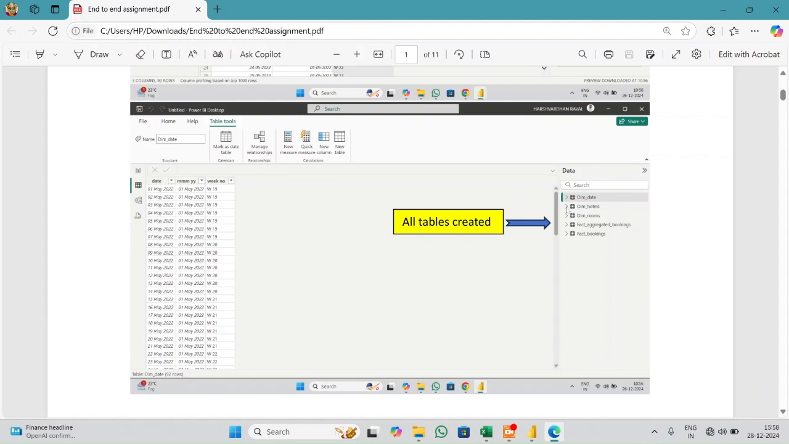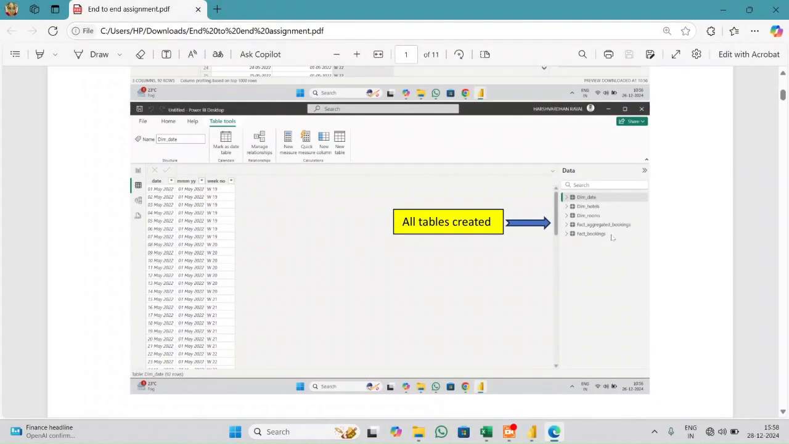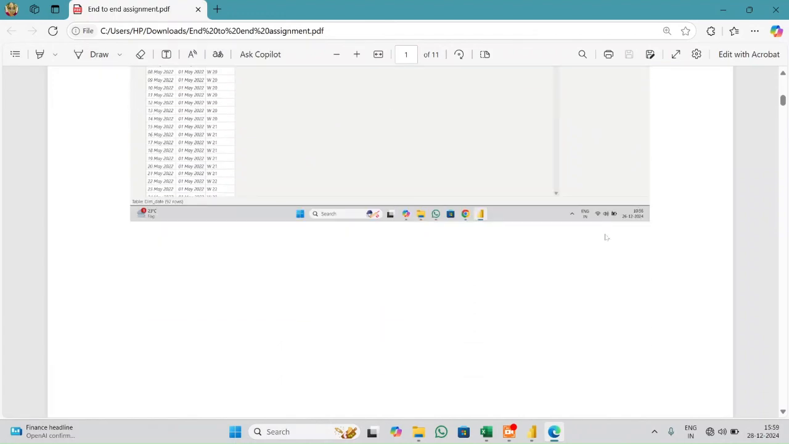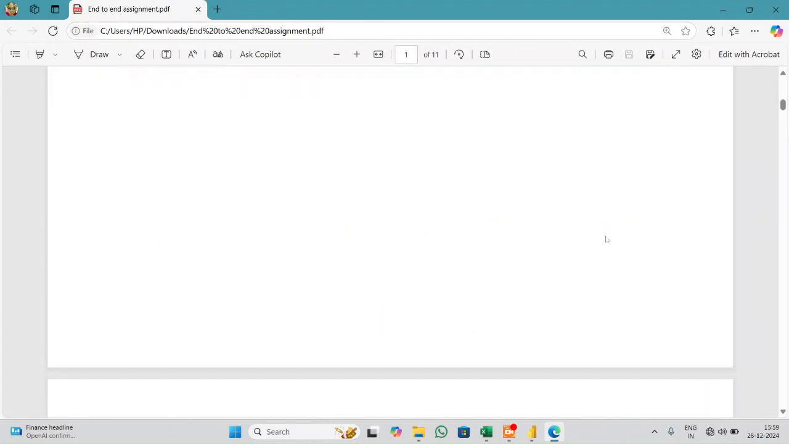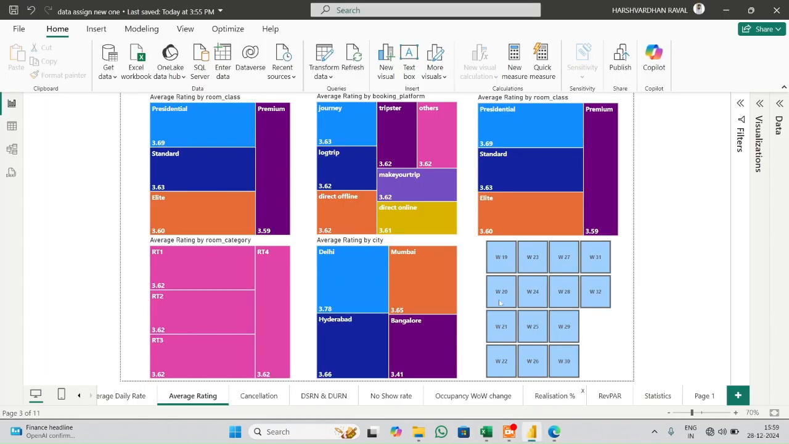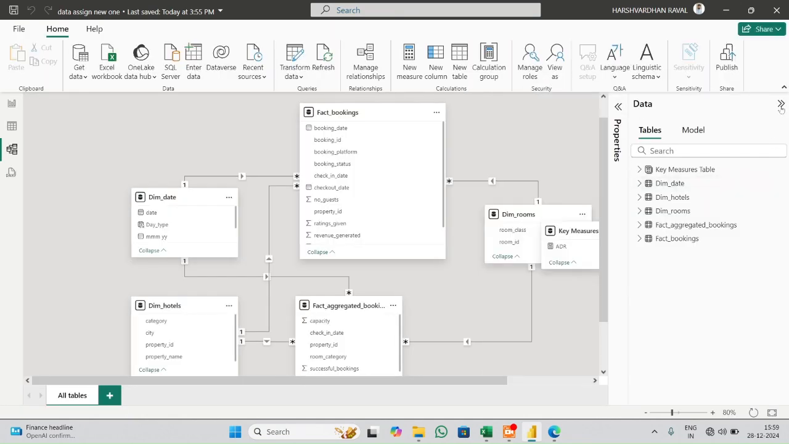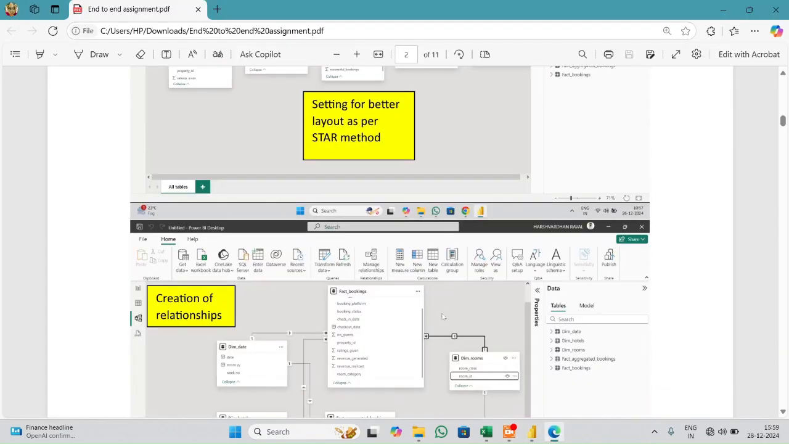Then I created these 5 tables, that is DIM date, DIM hotels, DIM rooms, fact aggregate bookings, and fact bookings. So these were the 5 tables I wanted to work with. Then, for better visualization of the relationships between the different tables, I followed the star method. In the model view of Power BI, I created these relationships within the data.